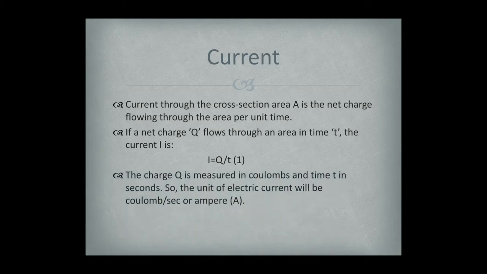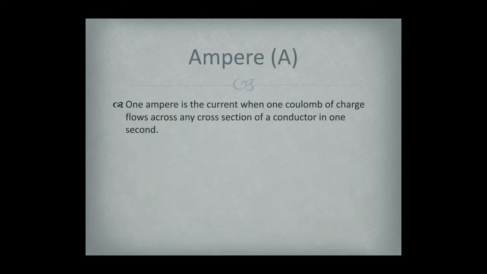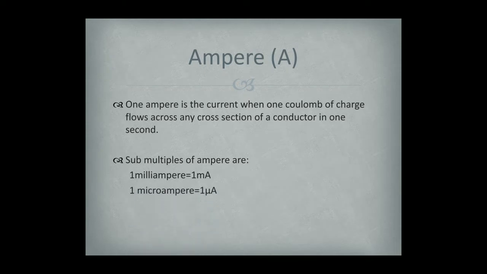The charge Q is measured in coulombs and time is measured in seconds. So the unit of electric current will be coulomb per second, and this coulomb per second is read as ampere and its symbol is capital A. 1 ampere is the current when 1 coulomb of charge flows across any cross section of a conductor in 1 second. Some multiples of amperes are 1 milliampere, which is equal to 1 small m A. Small m here stands for milli. 1 microampere is equal to 10 to the power minus 6 ampere.